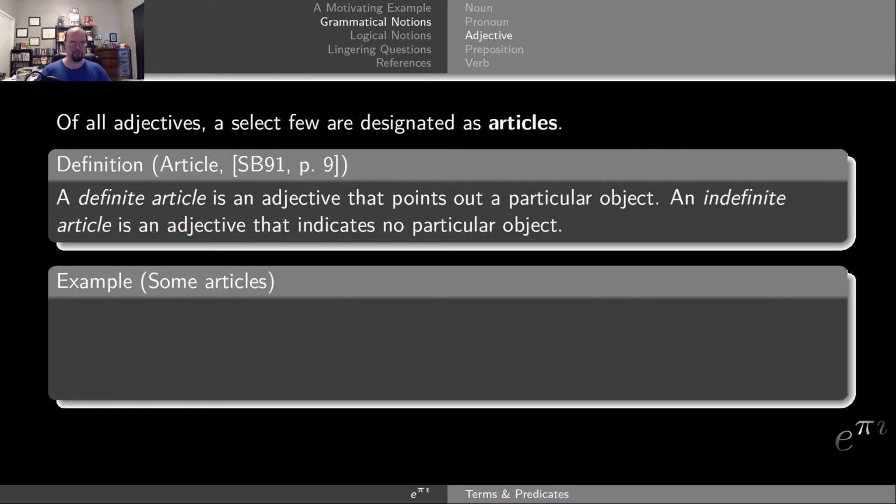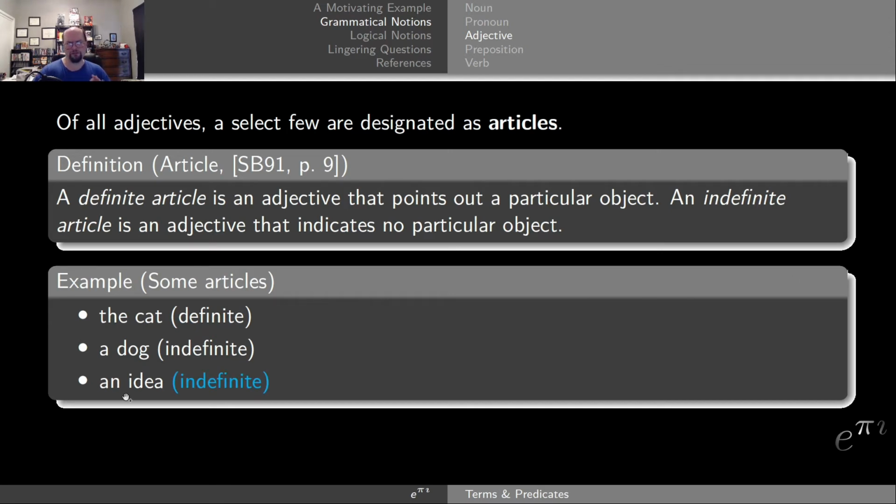To give some examples, take for example this one. You have the cat. So the is the article in this case, and it's particularly talking about the cat, this particular cat. Thus, this is a definite article. On the other hand, you have a dog. Well, a is talking about a dog, a singular dog, but no particular dog of interest, so this would be an indefinite article. You have an idea. Well, an idea talks about an idea, but not a particular idea. So, thus, this is an indefinite article.